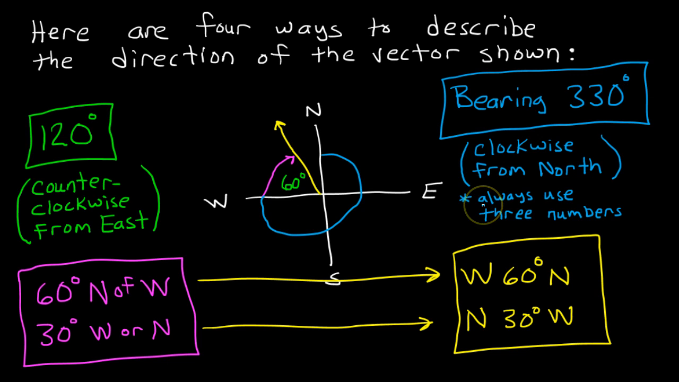Side note, bearing always uses three numbers. So if you were going to talk about 45 degrees, you would say 045 degrees. Now, I went ahead and rewrote my notes to go along with the first method of direction to match the way I described bearing, so you can compare them easily. So bearing is measured clockwise from north, whereas a simple 120 degrees would be measured counterclockwise from east.